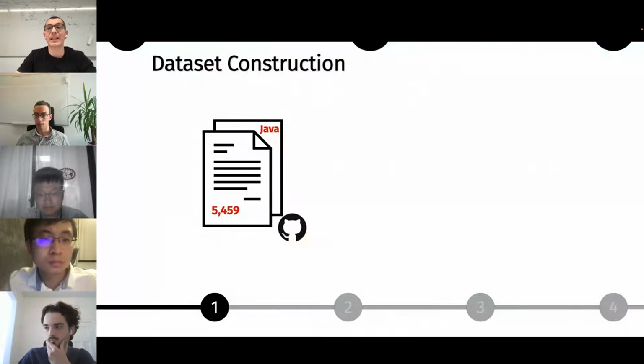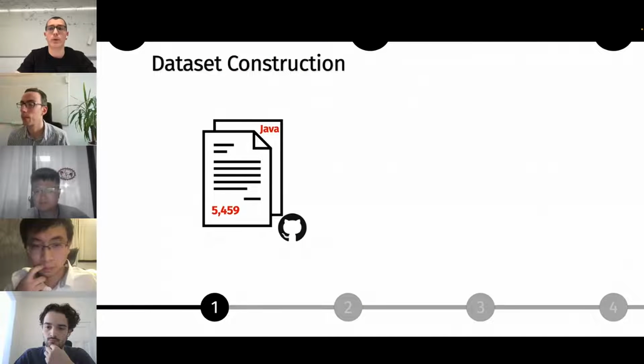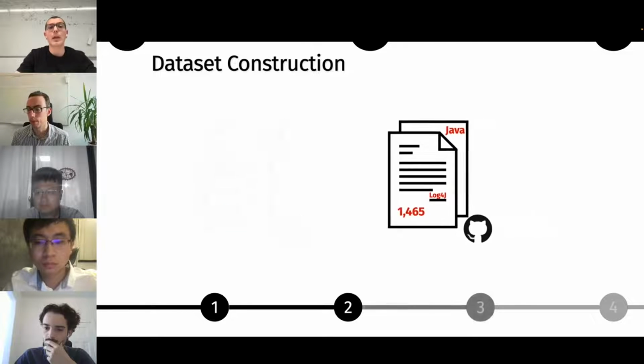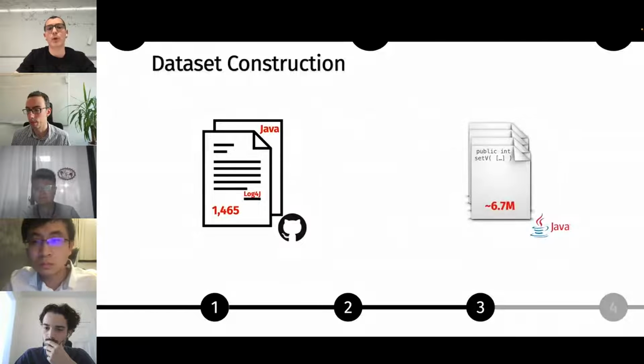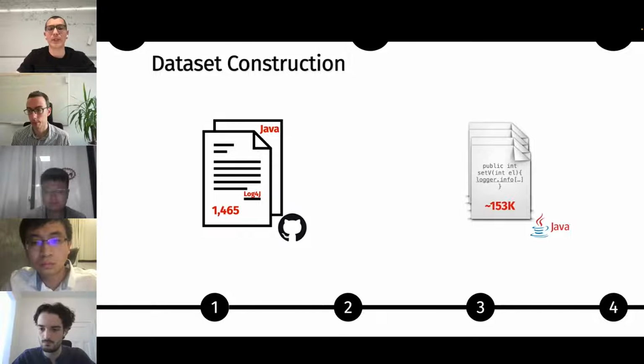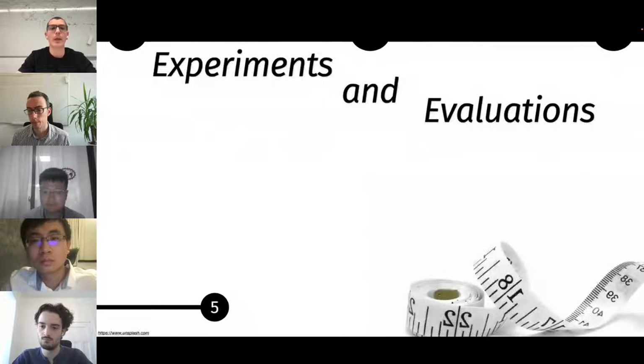First of all, we need a dataset for training our model. To do so, what we did was to collect more than 5,000 Java repositories hosted on GitHub. After that, we extracted only those repositories having an explicit dependency towards log4j. From these repositories, we also extracted more than 6.7 million Java methods having no log statement whatsoever. And later, we also extracted more than 153K Java methods having at least one log statement. And after that, we ran our experiments and evaluation.